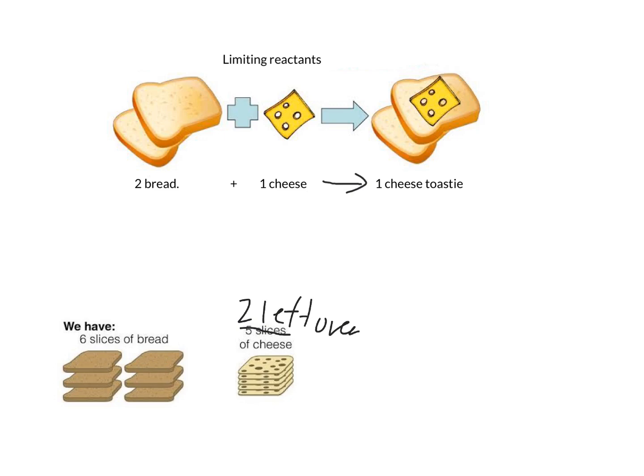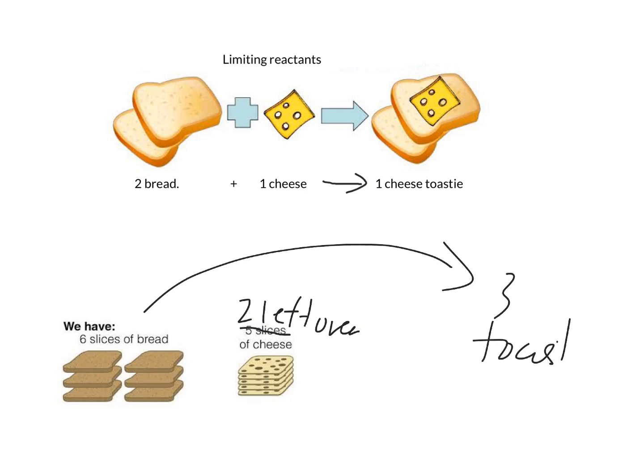And in other words, if we use 6 slices of bread, we use them up entirely, we will end up with 3 toasties. So in other words, we ran out of bread, we made as many toasties as we could, and we ended up with some cheese left over at the end. This is a very typical chemistry problem. It may not seem like a big chemistry problem, but it is.